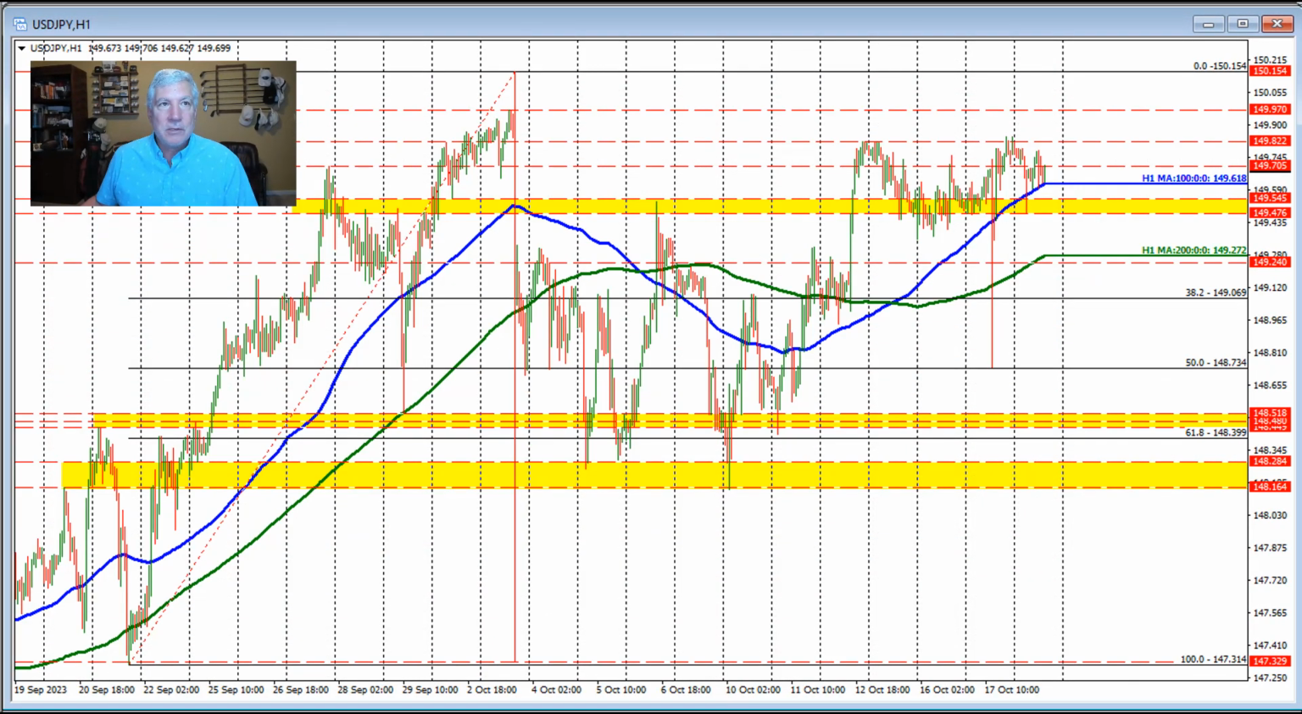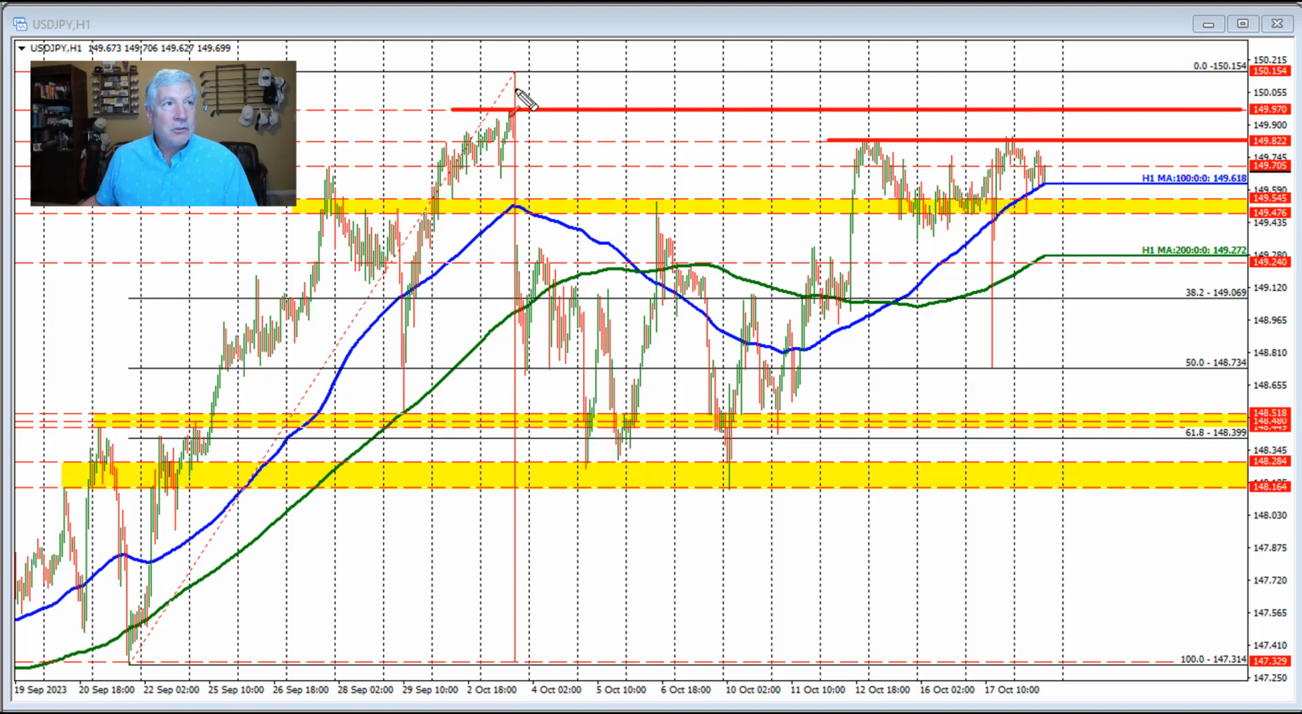Let's take a look at the dollar versus yen next. I talked about the fear of 150 for this currency pair. Recall going back to this day right here, the price moved above that 150 level on its way to 150.15.